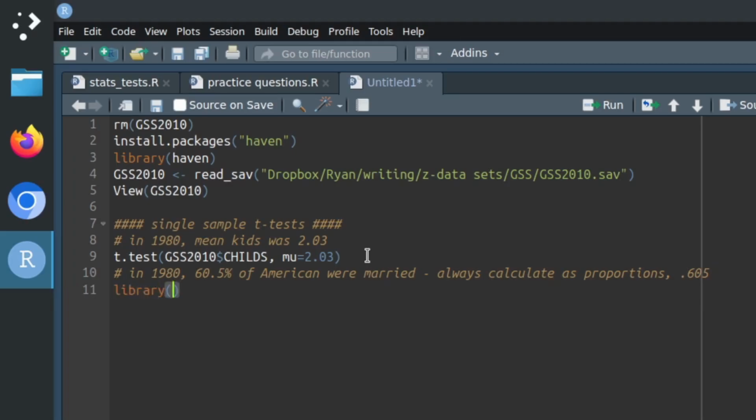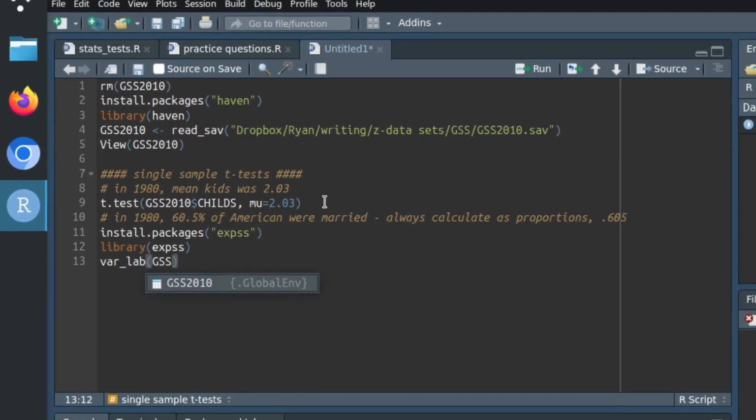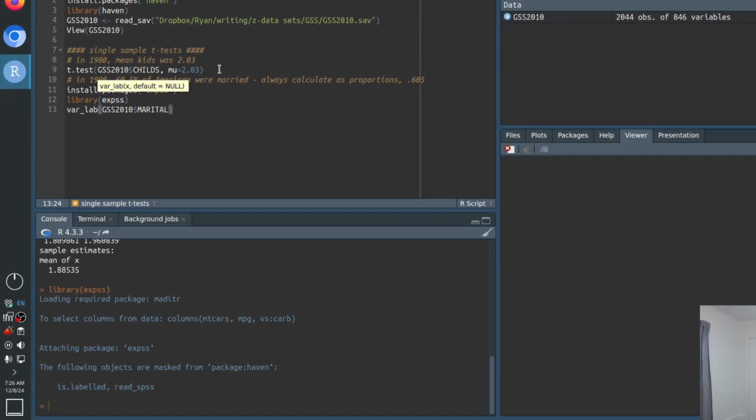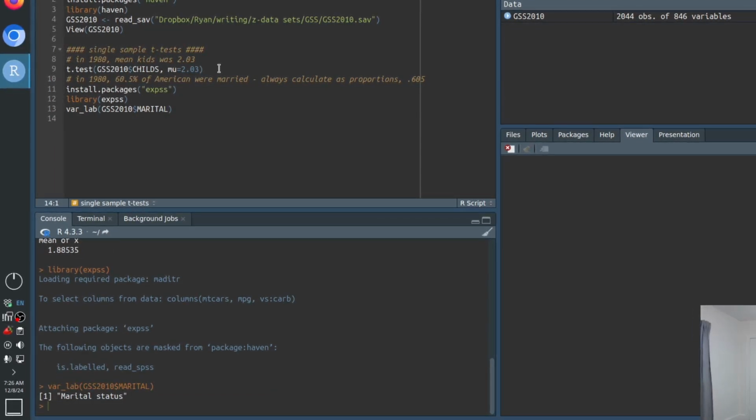Okay, so what we need is a couple of things here. I'm going to load the EXPSS library. If you don't have this, of course, install packages, EXPSS. This is going to allow me to check a couple of things about that variable, assuming you have variable labels in your data set. So I'm going to first check the variable label. The variable here is marital, and that's going to tell me basically what the question is asking.